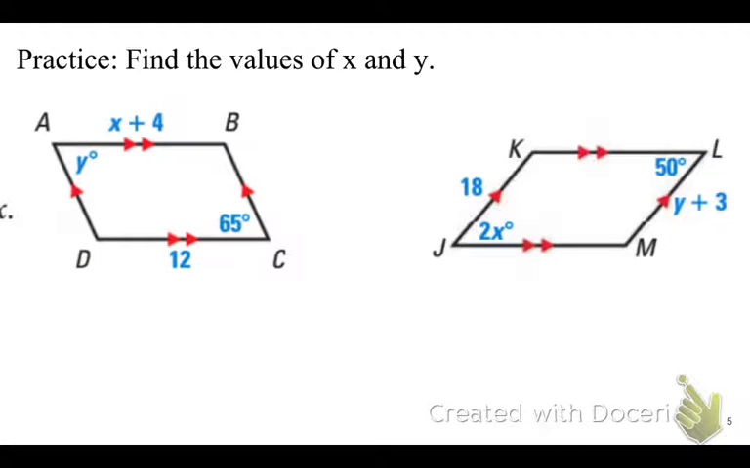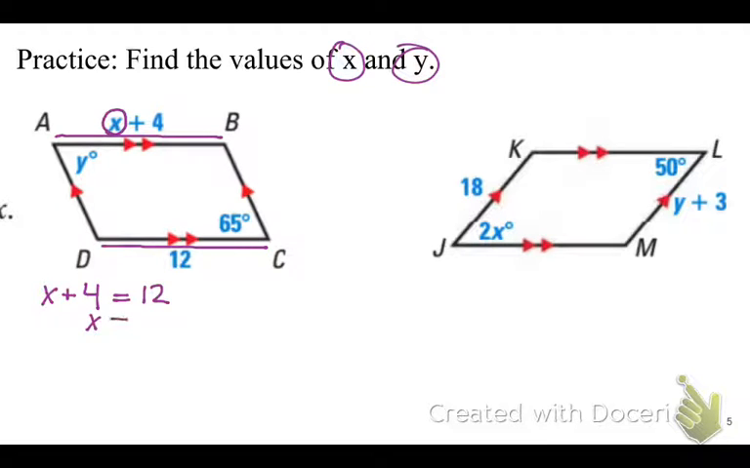So we need to find the values of x and y. So here's my x right here. And so we know that line AB is congruent to line DC. So we can make the statement x plus 4, which is the length of AB, is equal to the length of DC, which is 12. In order to find x, we just subtract 4 from both sides, and x is equal to 8.